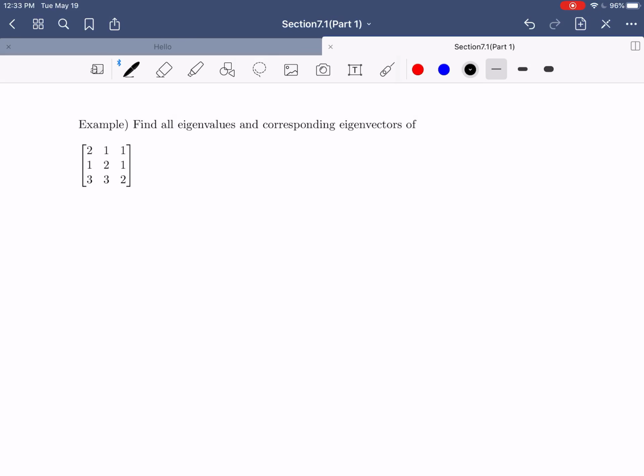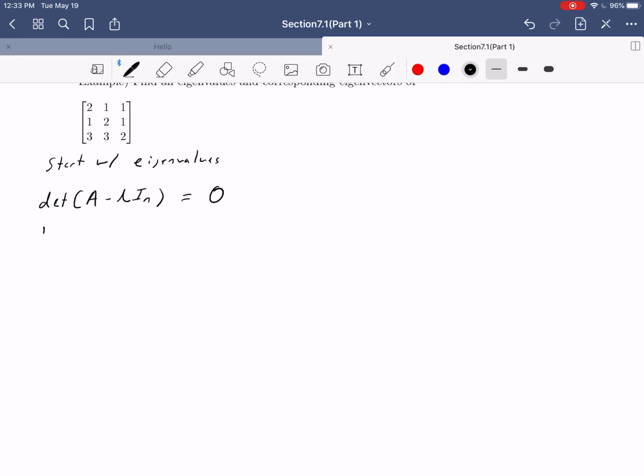So what we need to do is to actually find the eigenvalues. We're going to start with that. So start with eigenvalues. We need to take the determinant of A minus lambda I_n and set it equal to 0. So what that means is we're going to be taking the determinant and subtracting lambda I_n means we're going to be taking lambda off those diagonals. So we're going to be taking the determinant of the matrix with rows 2 minus lambda, 1, 1; 1, 2 minus lambda, 1; and 3, 3, 2 minus lambda, and setting that equal to 0.